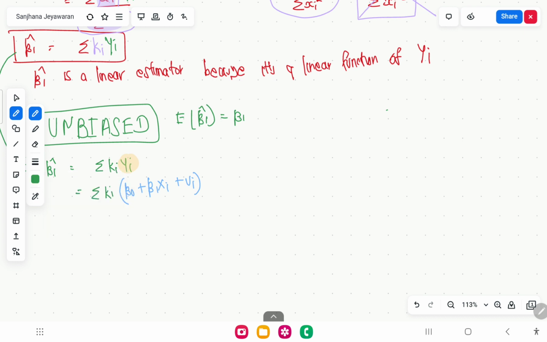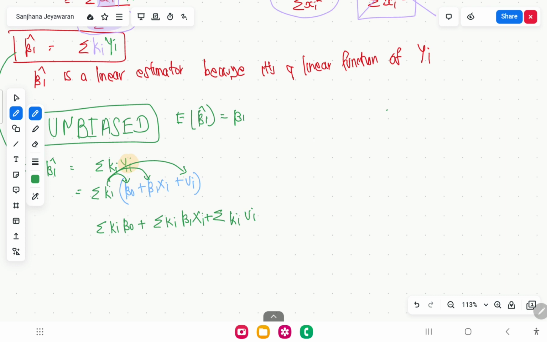Then I will have to cross multiply each term. ki into beta naught, that is sigma ki beta naught. Then when I multiply it with this, it will be sigma ki beta 1 xi. Then if I multiply this with this, it's sigma ki ui.